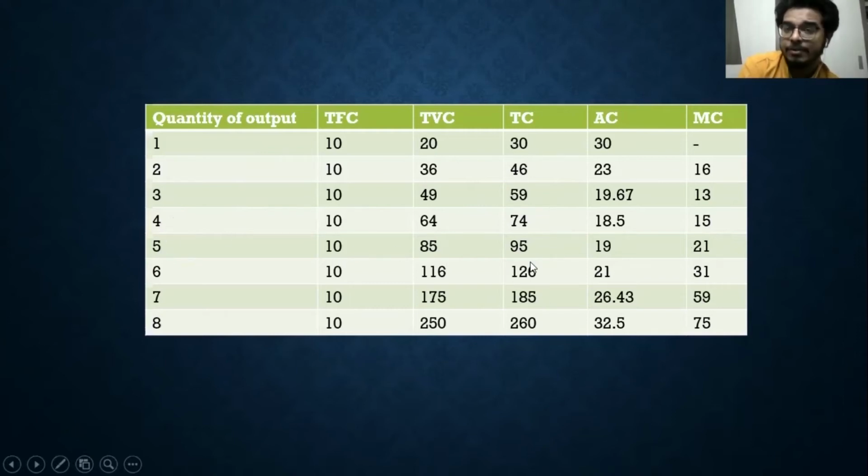Again, I am at 5. Total cost is 95 to manufacture 5 units of pens. If I want to produce another extra pen, what will be my cost? Total cost is 126. So if my output increases from 5 to 6, that is a change of 1, my cost changes by 31 units, 126 minus 95. So my marginal cost is 31.